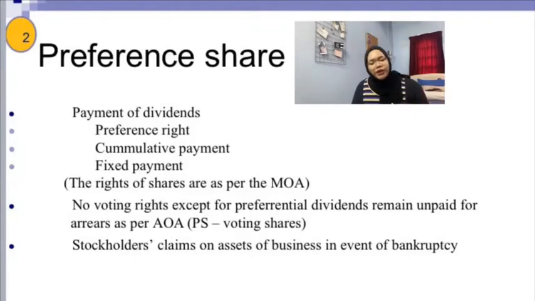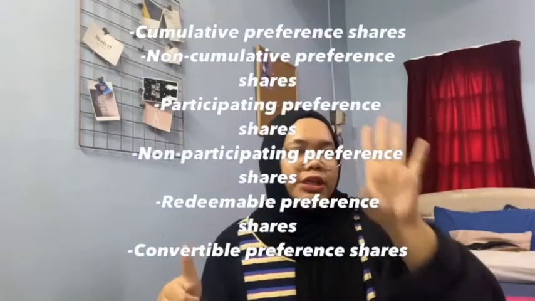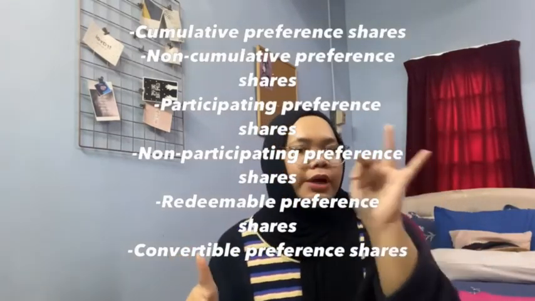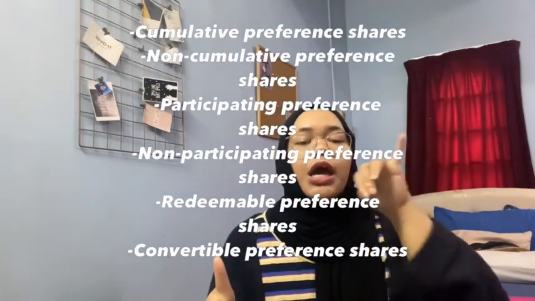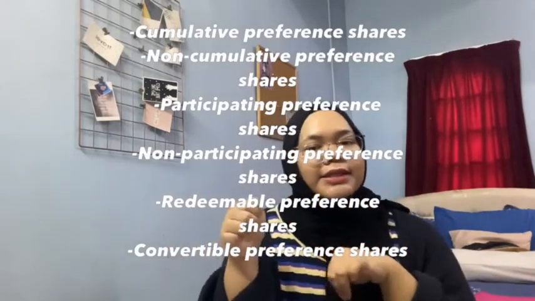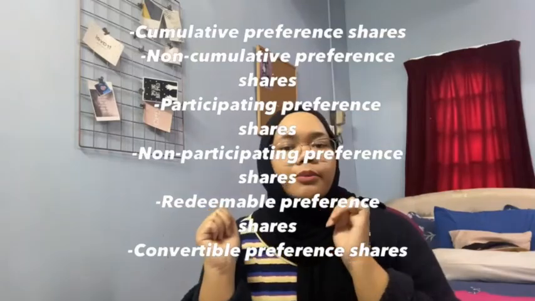So today I would like to share with you guys what is preference share. It is a share issued at a different price. There can be voting, but they do have limited liability to claim on asset and earning. For the preference share, there are 6 types: first is cumulative, non-cumulative, participating, non-participating, redeemable, and lastly convertible preference share.